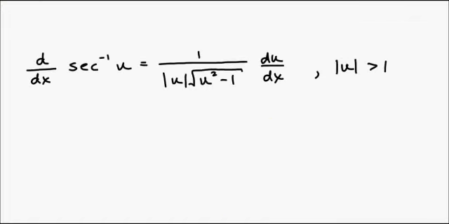Okay. Your last inverse trig derivative. We have d dx of arc secant u is equal to 1 over the absolute value of u times the square root of u squared minus 1 du dx. And again, the absolute value of u will be greater than 1 here, which is actually different than arc sine. In the first inverse trig derivative you looked at, you had to be less than 1. This one's greater than.